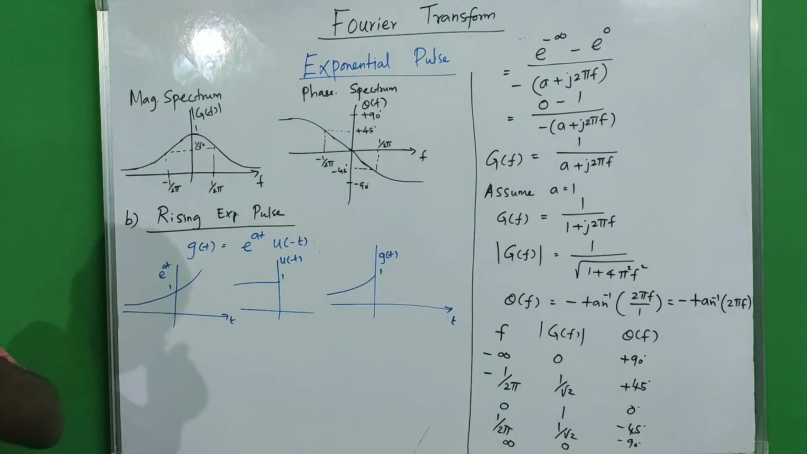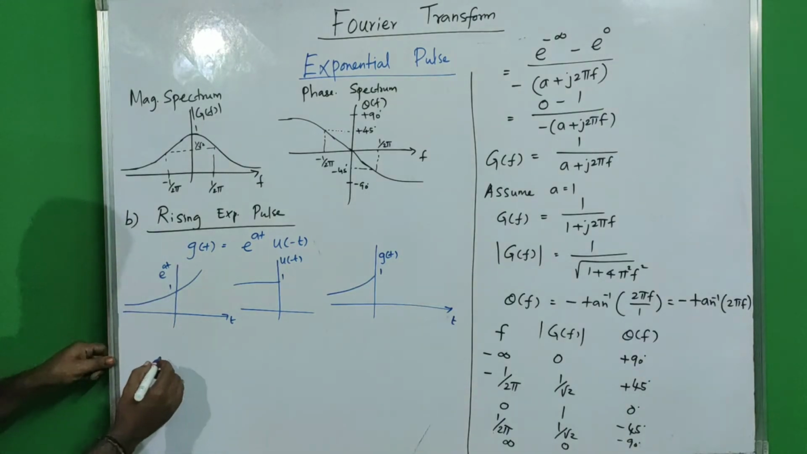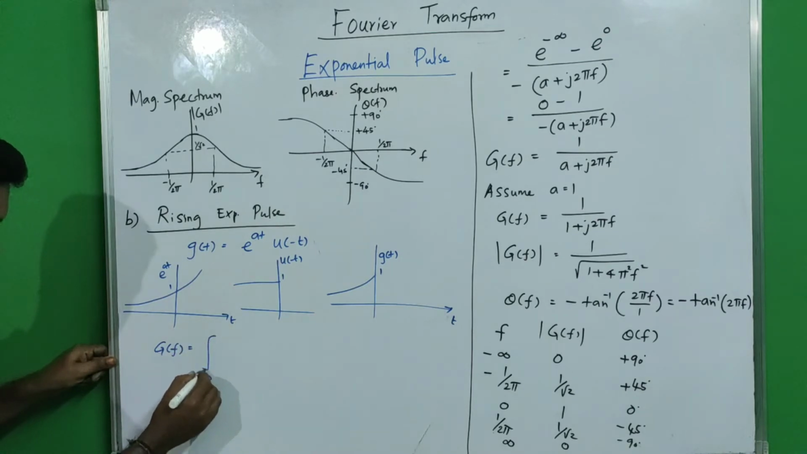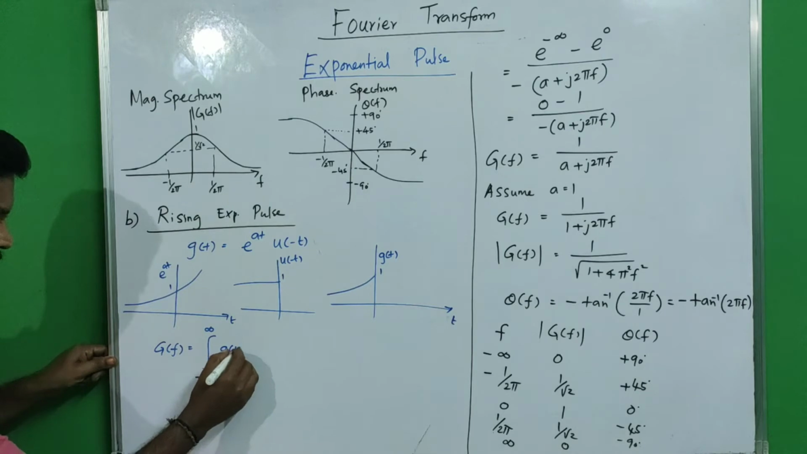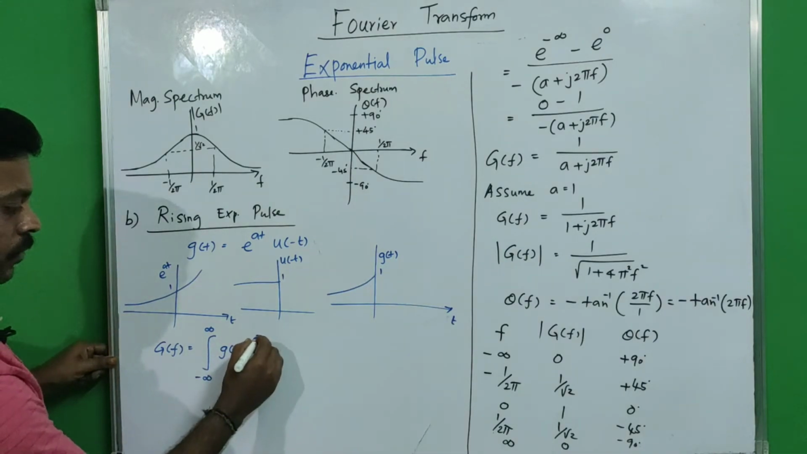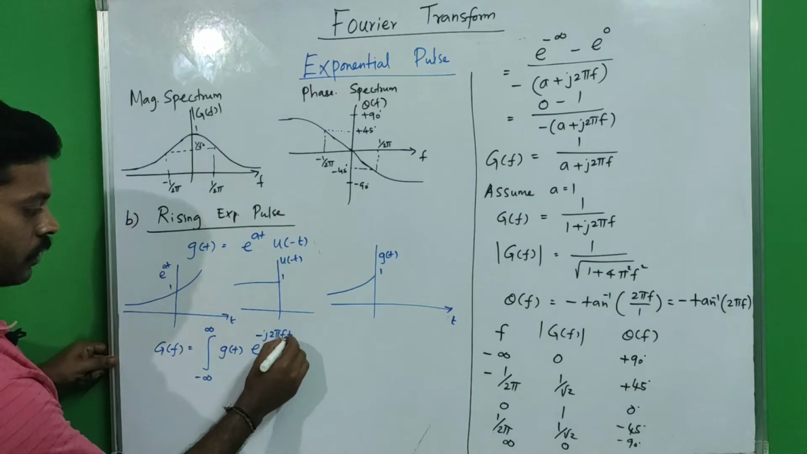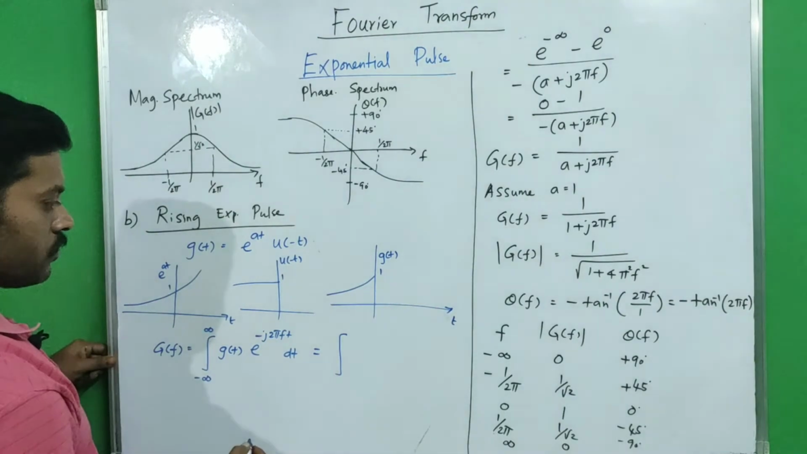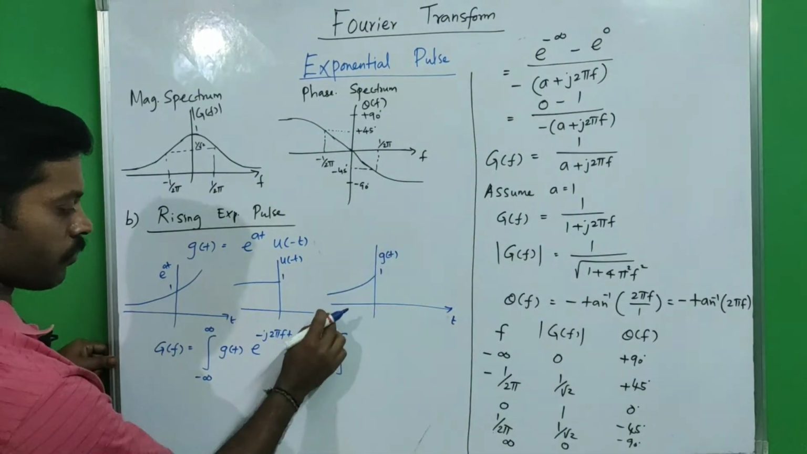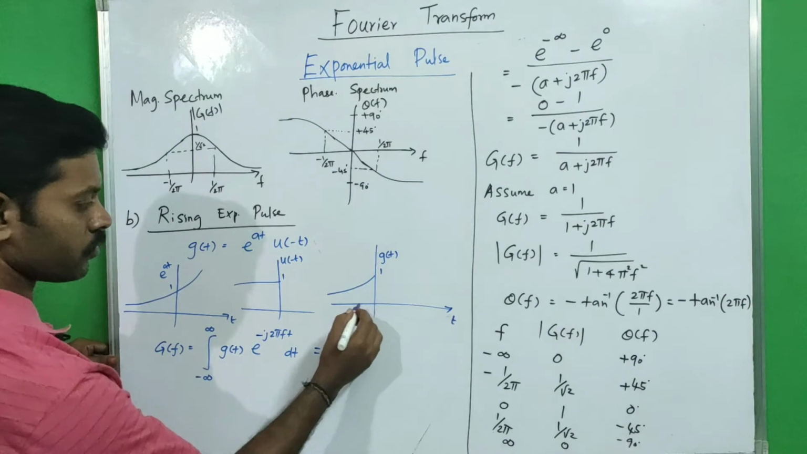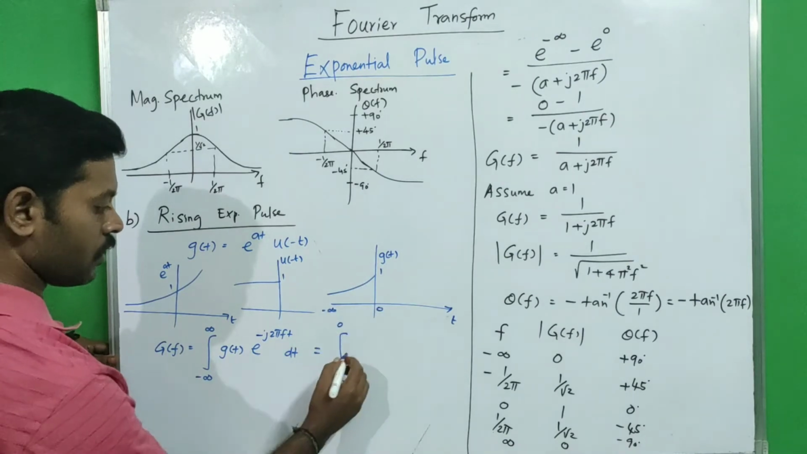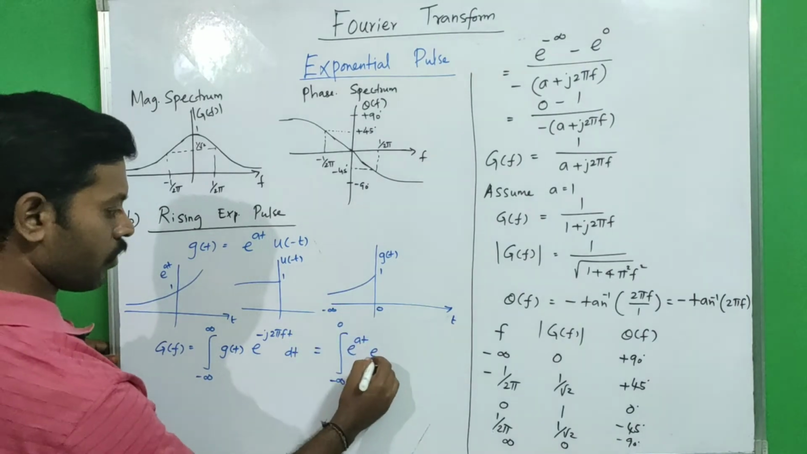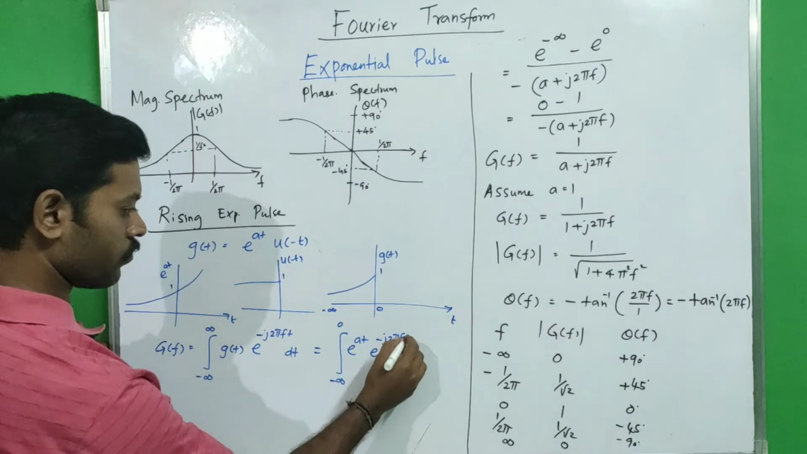So now we will apply the Fourier transform formula. G of f equal to integration minus infinity to plus infinity g of t exponential of minus j 2 pi f t dt, equal to integration. Now the limits: g of t is available from minus infinity to 0, and g of t equal to e power of at and e power of minus j 2 pi f t dt.